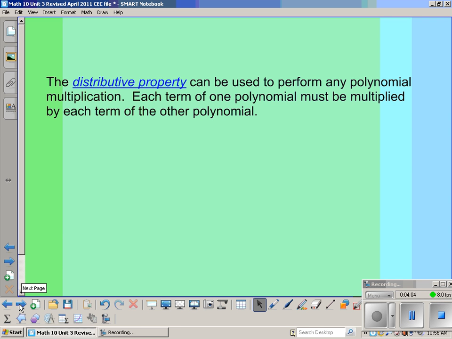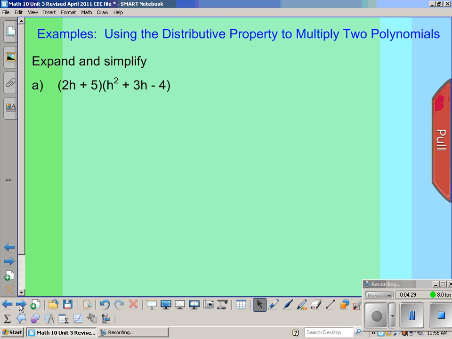The distributive property can also be used to perform any polynomial multiplication. Each term of one polynomial must be multiplied by each term of the other polynomial. Although the distributive property will take up less space on your piece of paper, and it might be quicker to do, it is easier to forget a multiplication along the way. But it is one that a lot of you will end up using.